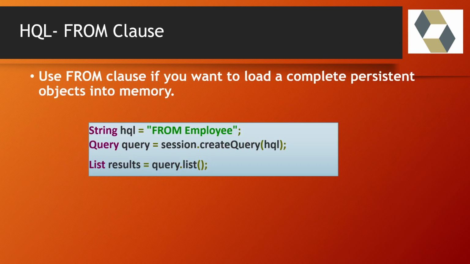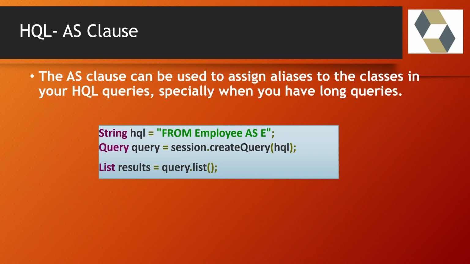So the from clause. It's not mandatory to specify the select keyword. Simply you can just say from employee. This will display all the records from the employee table. This is the command to retrieve the records and store them in results of type list. So no need of writing select star from. You can also use the alias name with the as clause.